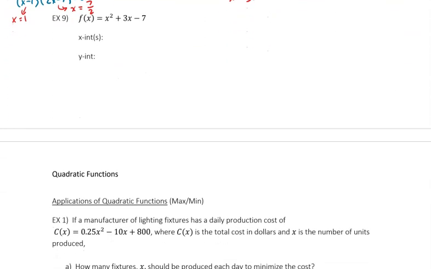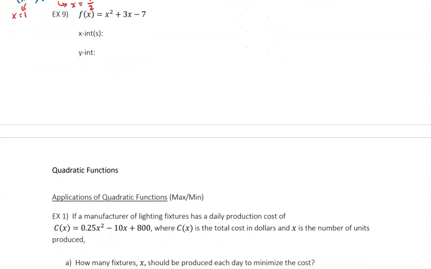All right, example 9. So this one's going to be a little bit harder, specifically for the x-intercept. So we have x squared plus 3x minus 7 equals 0. Only this time we can't factor it. There's nothing that multiplies to -7 and adds to 3. So since we can't factor this one, we're going to have to use the quadratic formula.